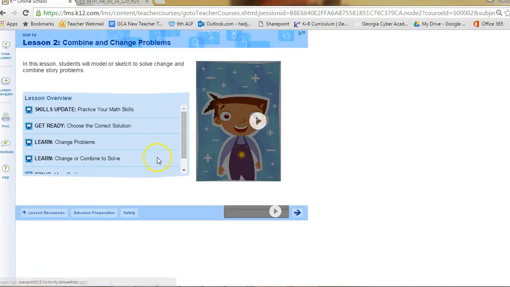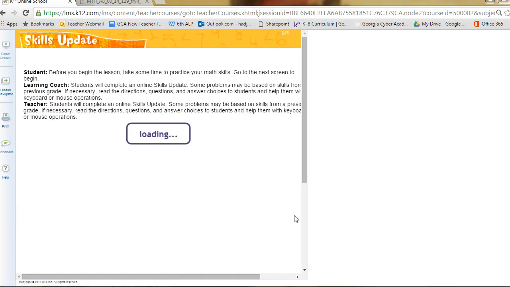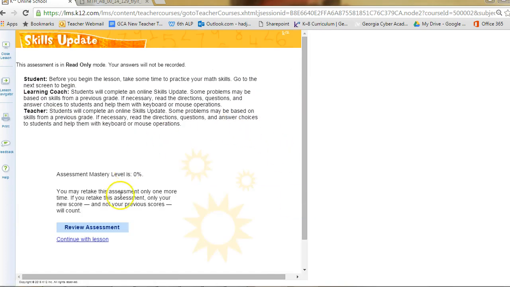Now that you've gathered your materials, you'll want to continue with your lesson. You'll have your few review problems at the beginning, so you can click Review Assessment and work through those problems. Pause now to work through those problems. Now you're ready to continue with the lesson.